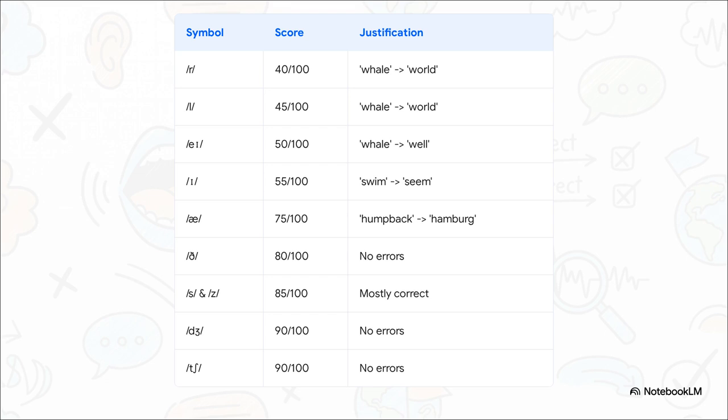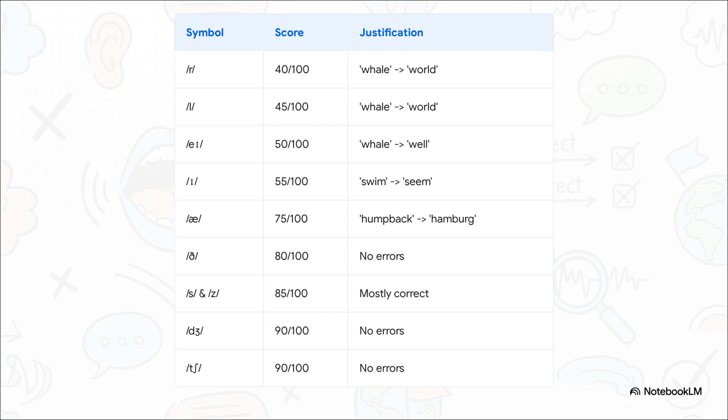Okay, now this is where things get really interesting, because this table lays out the challenges so clearly. Let's start at the very top, where the scores are the lowest. We've got the R sound at 40 and the L sound at 45. This is mainly because of a consistent difficulty in telling them apart. The perfect example, the word whale was pronounced as world. Right after that, you see the A sound at 50. Instead of that two-part vowel sound you hear in whale, it got kind of flattened into a simple eh sound, which made it sound like well.